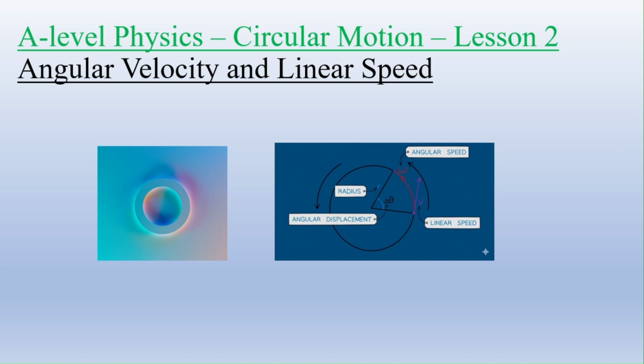Okay, so today we are going to talk about circular motion, and this is lesson 2 of A-level physics. We're going to talk about what is meant by angular velocity and linear speed. Before you can understand angular velocity, there are a couple of things that you need to understand beforehand. So let's have a look at this.